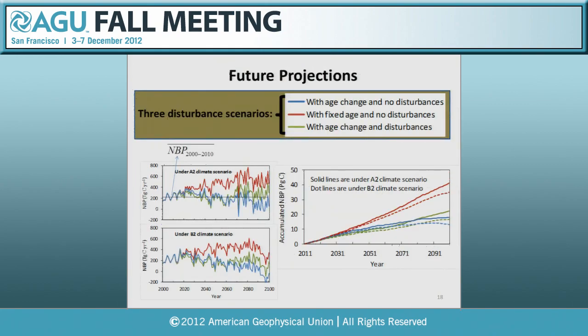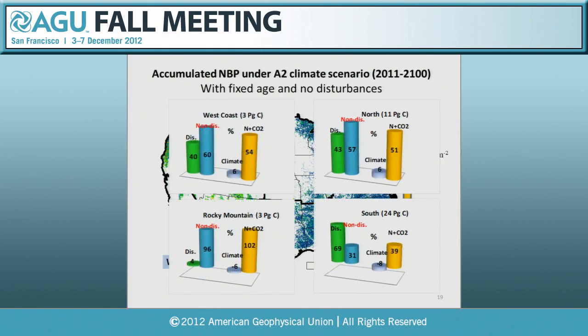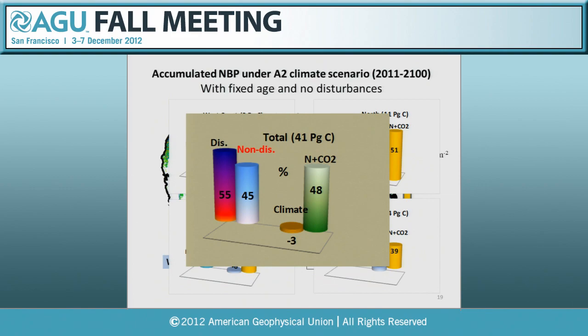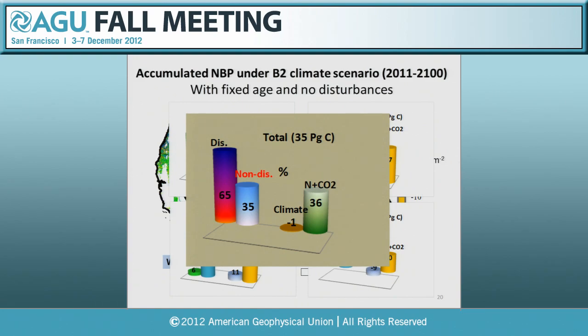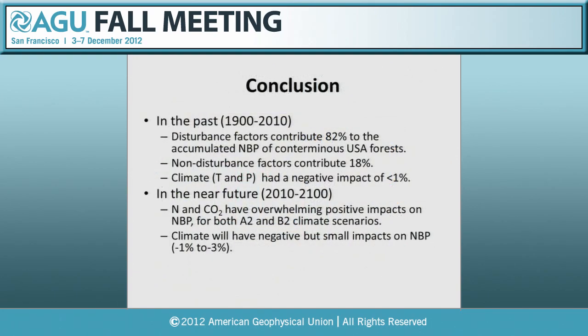I'd like to show you one final result: it is also small for the A2, the climate effect. Total is negative. For the B2 scenario, the climate effect is also small. The summary is that the climate effect in the past and the future, at least in the way that we do the modeling, is both small.